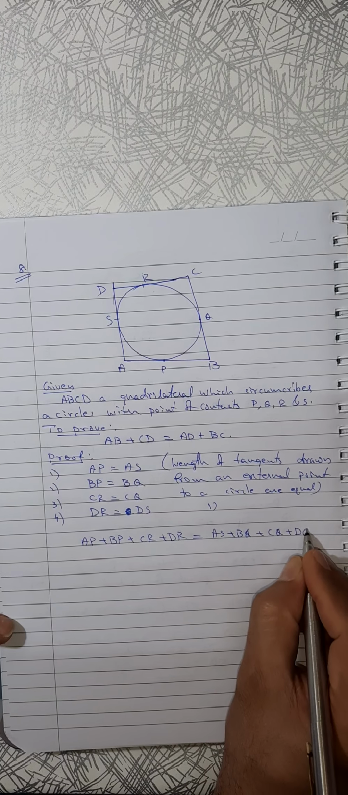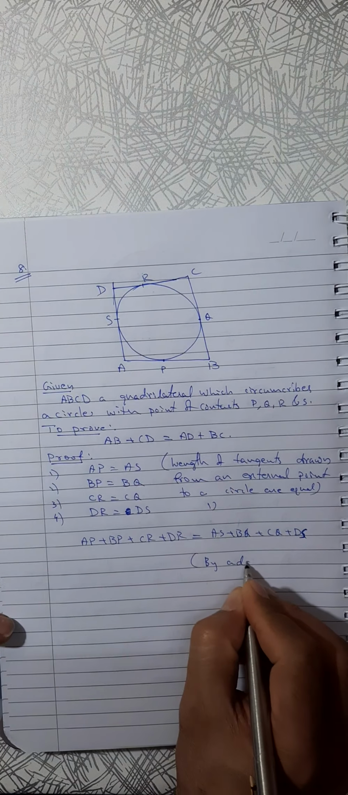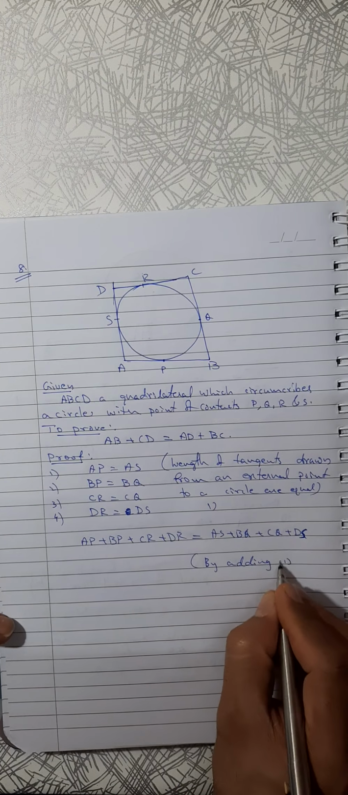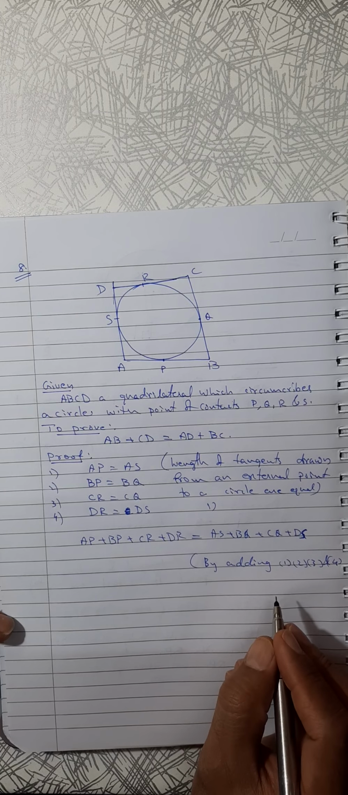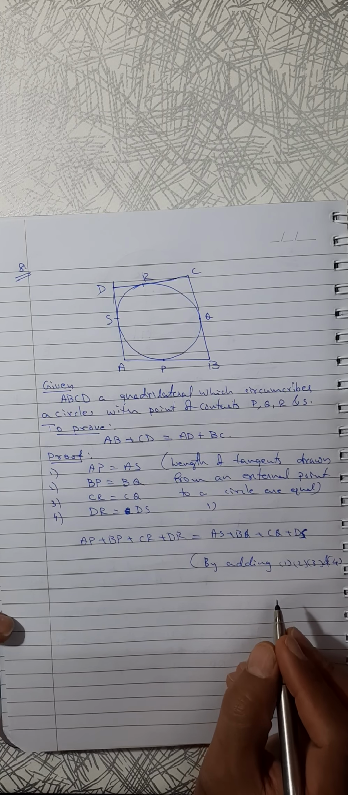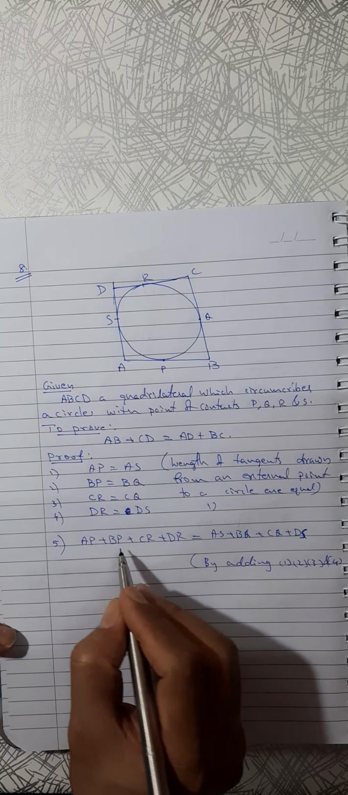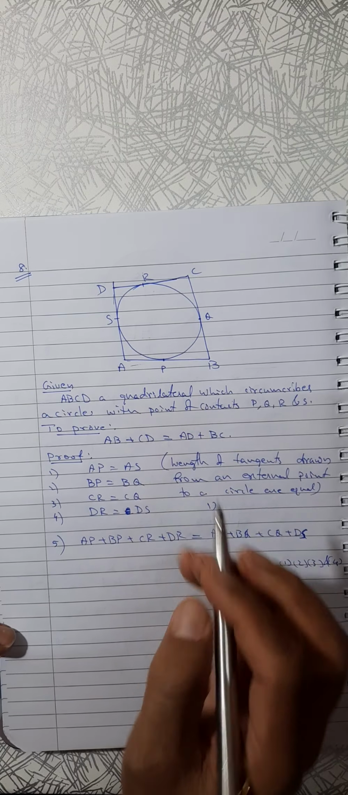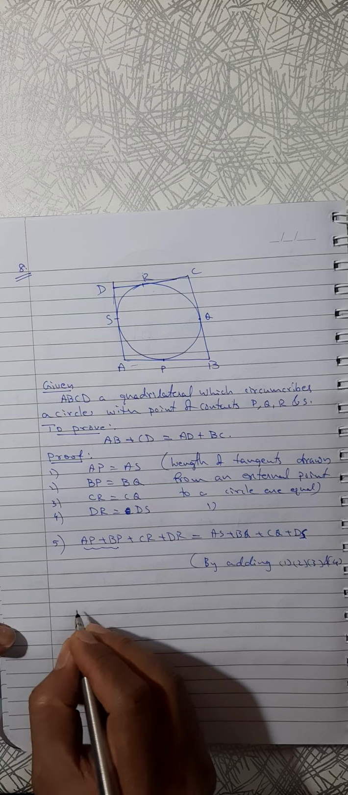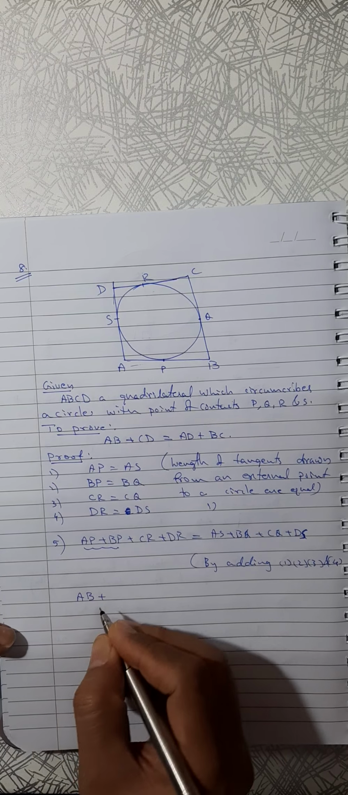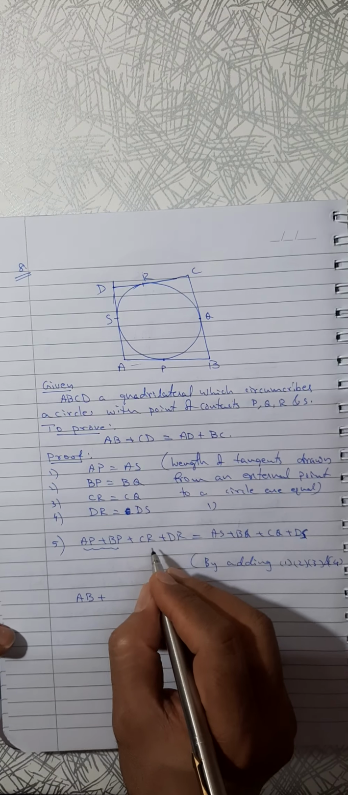Reason: by adding 1, 2, 3 and 4. After adding, what are we getting? AP plus BP. AP plus BP can be combined, that is becoming AB. CR plus DR. CR plus DR is CD.